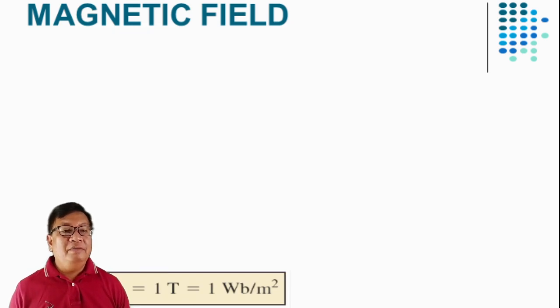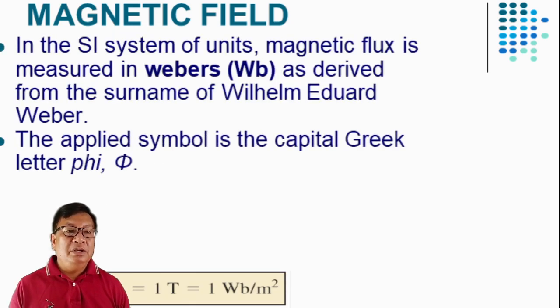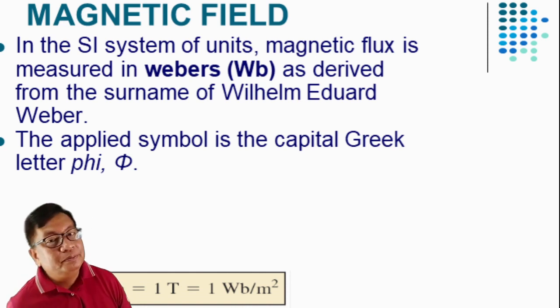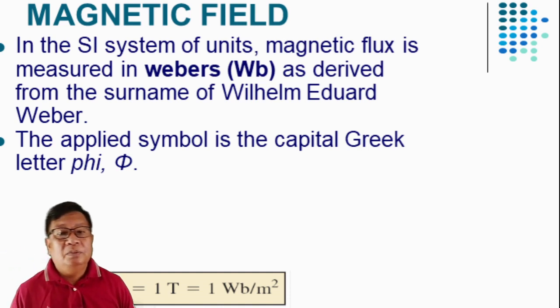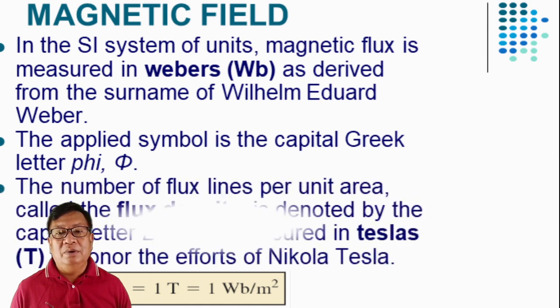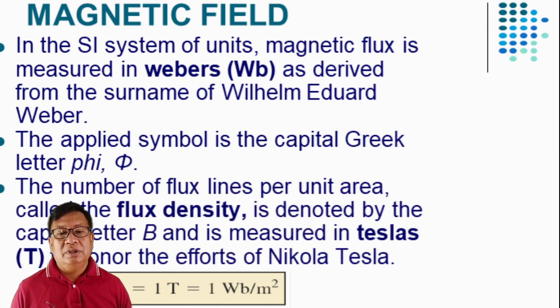Okay, so we have the unit of the magnetic flux, no? So mayroon po tayong unit ng magnetic flux. Ito po yung unit niya is Webers po. So ito po yung Webers, no? Derived from the name of Wilhelm Edward Weber. So we have the symbol letter phi. Okay, so we have also, punta lang po ako sa kabila.